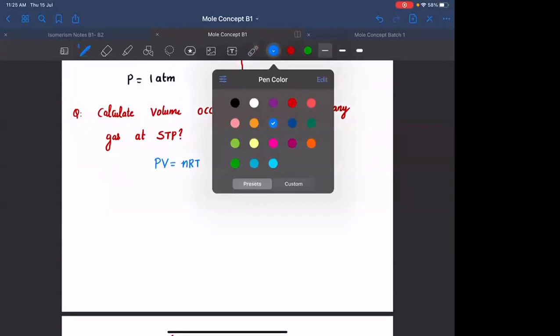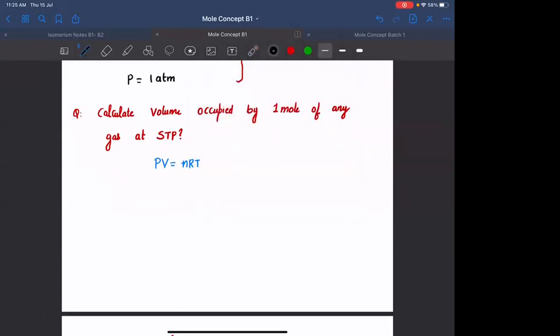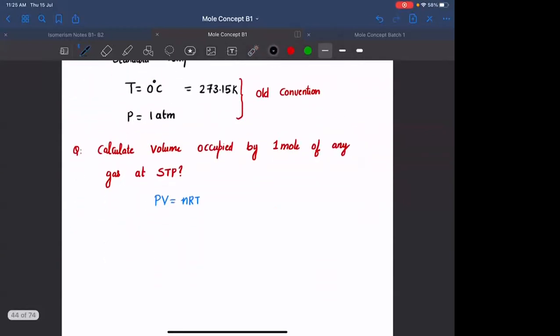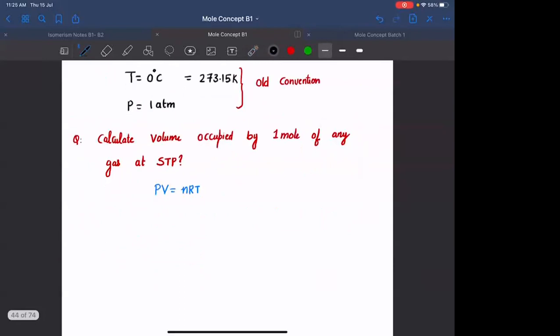What is the pressure? Everyone substitute and calculate. I need the volume in terms of liters. Calculate the volume and that volume in terms of liters. If I want the volume in terms of liters, what is the value of R you will choose?